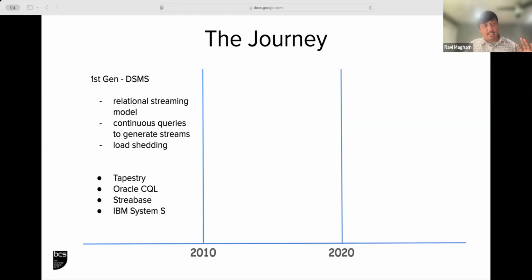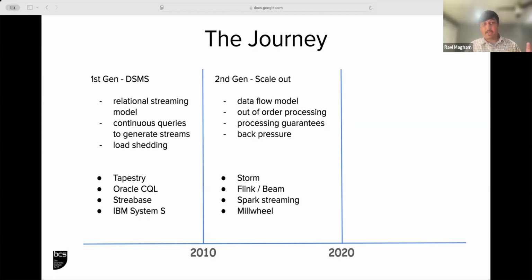I think once the Hadoop world came, where you started scaling out processing and data processing kind of became cheaper, storage and compute started disaggregating. We saw the next wave of stream processing systems. And a model that really stood out in this second gen has been the dataflow model. This is something we'll discuss in the next few slides.